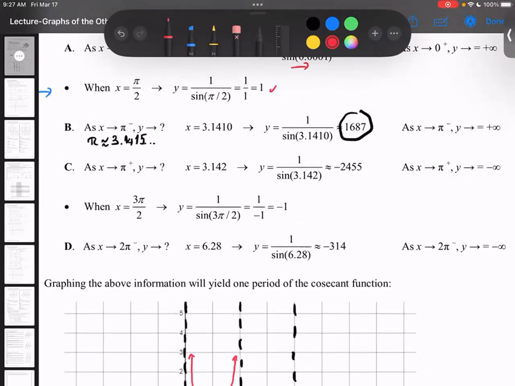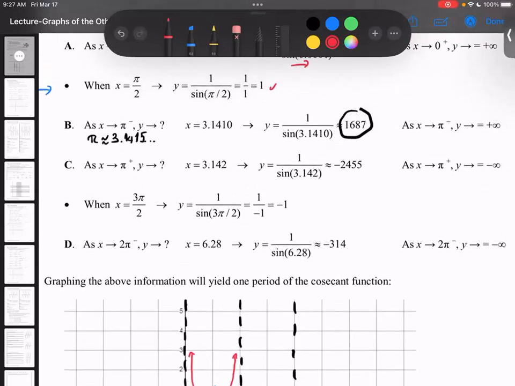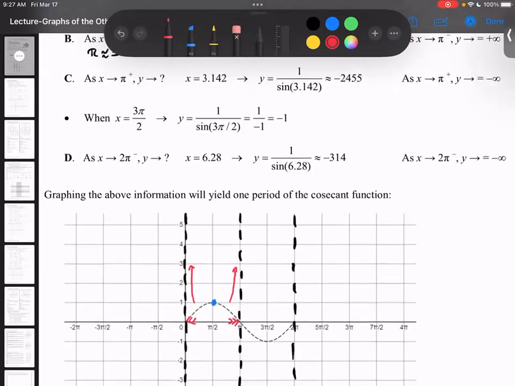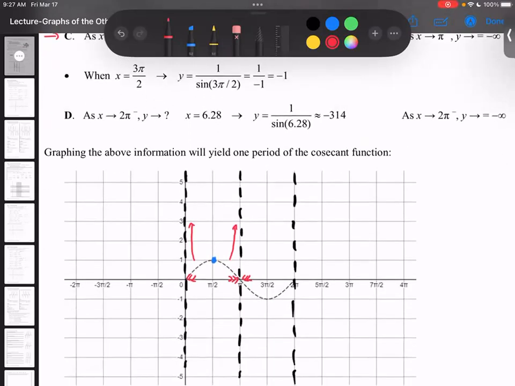And you keep doing that. You keep going, approaching the points near the vertical asymptote, right? Say I'm going to approach pi from the right. Pi from the right. You pick something slightly larger than 3.1415, say 3.142, plug it in. You get a negative value. That implies as x approaches pi from the right, y approaches negative infinity, like that.